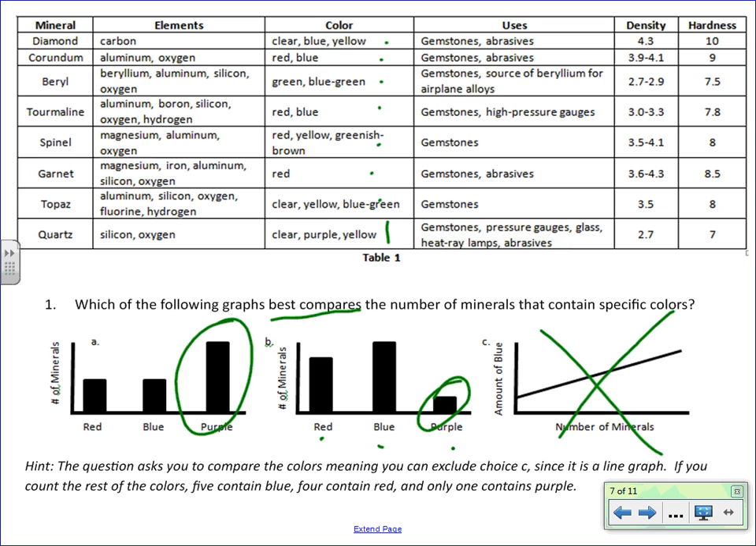Compared to reds, which are 1, 2, 3, and blues, which go up to like 5. I think I might have missed a red in there too. And so knowing that, you know that purple's the least, and it actually saves you a little bit of time, and you can automatically just go for B.